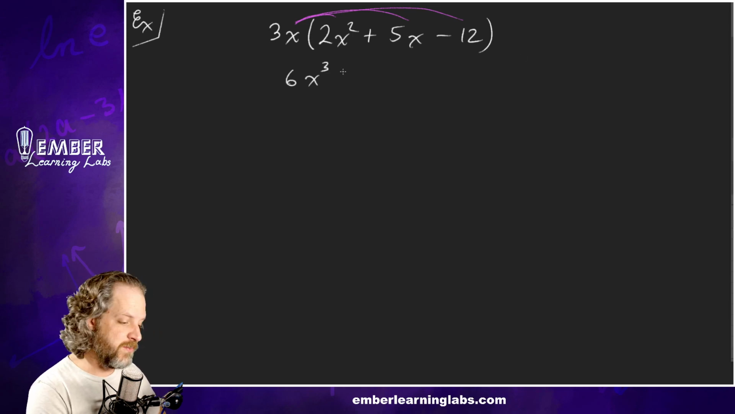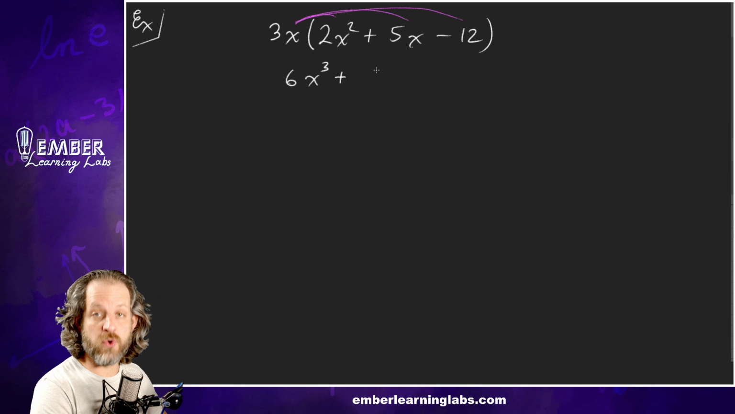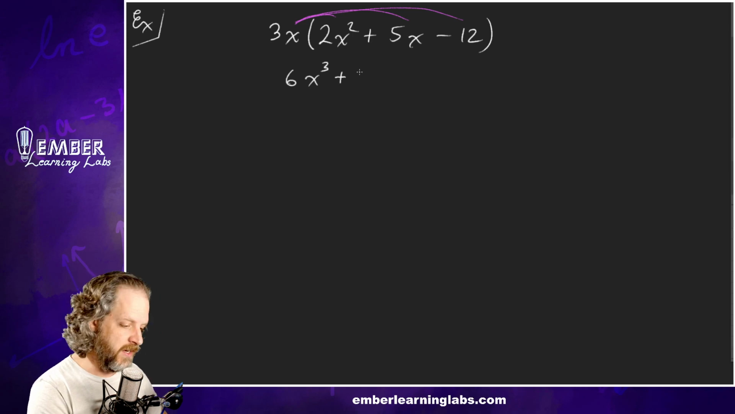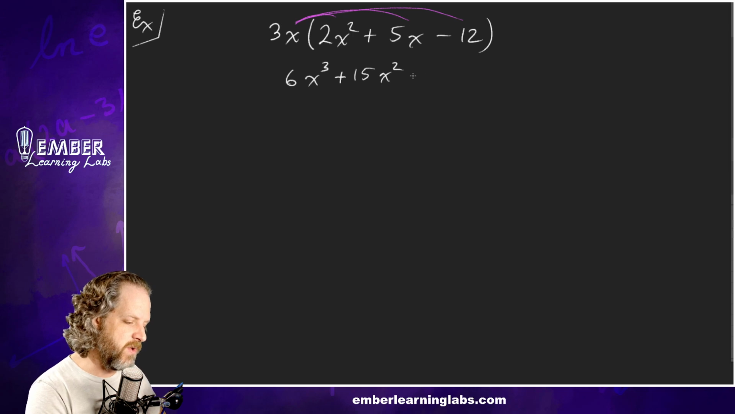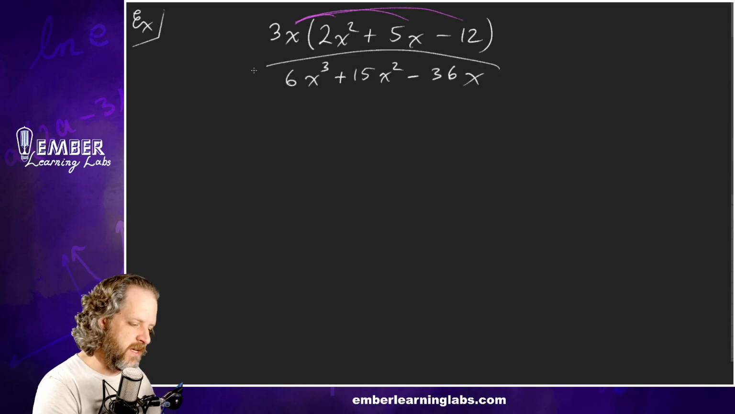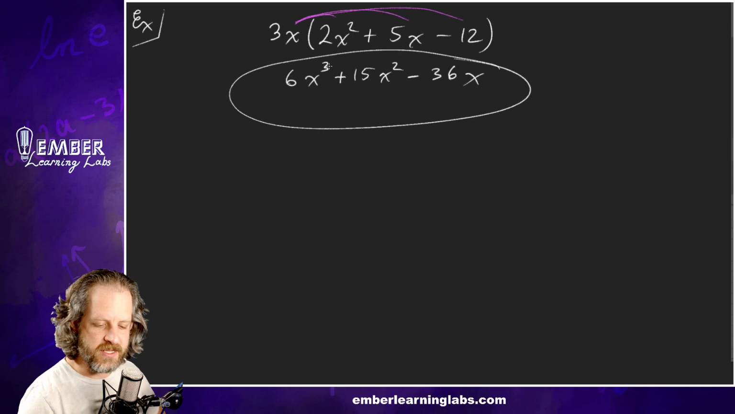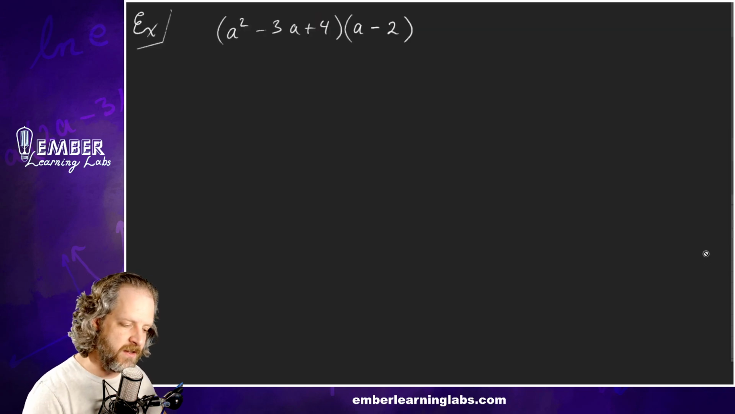3x times 5x would be 15x squared because it's x times x. We've seen that recently, right? When we were factoring and doing all of that stuff. 3x times negative 12 is negative 36x. It's in descending order. Great. Easy peasy lemon squeezy. One more.